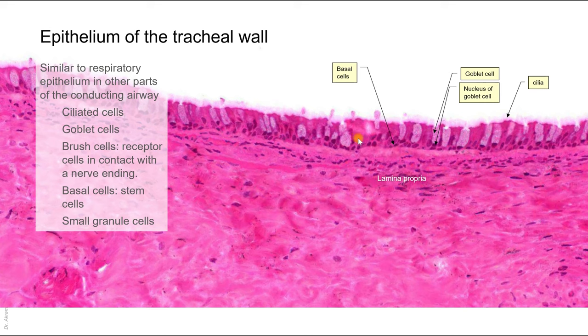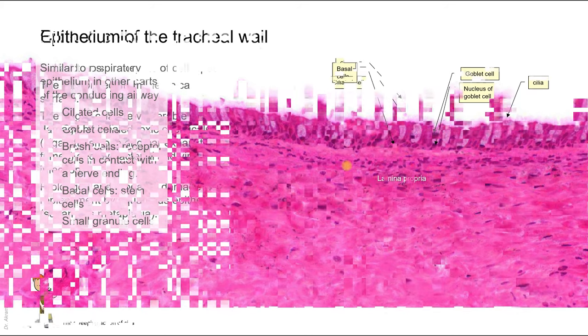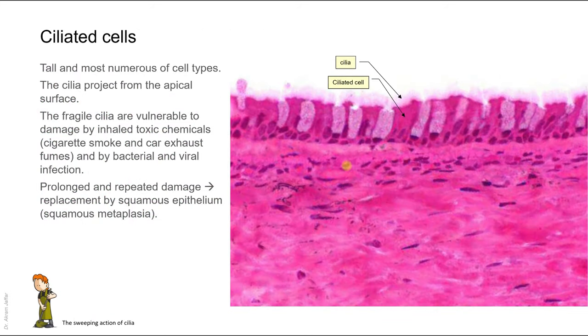These are called brush cells, and these are in contact with nerve endings. They will initiate a reflex cough, for example, but we cannot differentiate them from other columnar cells. Here again, the ciliated cells are tall, and the cilia project in the apical surface.